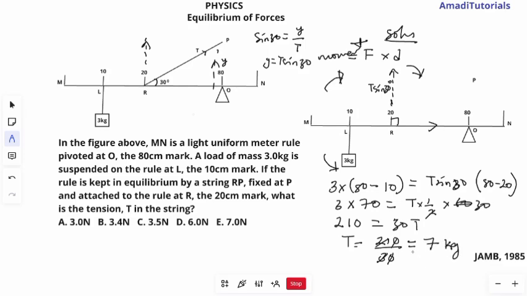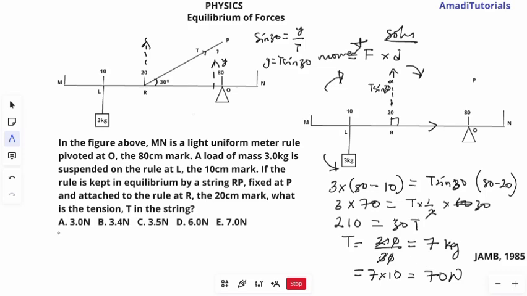kg, not Newton. It will be 7 kg. The reason it's 7 kg is because the other force here is in mass form, not converted to weight or force. So your final answer here will be 7 kg. Then for you to properly convert it to a force, because the tension you are actually talking about is a force, you multiply it by acceleration due to gravity, which is approximately 10. So that will be 7 times 10 to give you what? 70 Newton. So the tension T on that string is 70 Newton.